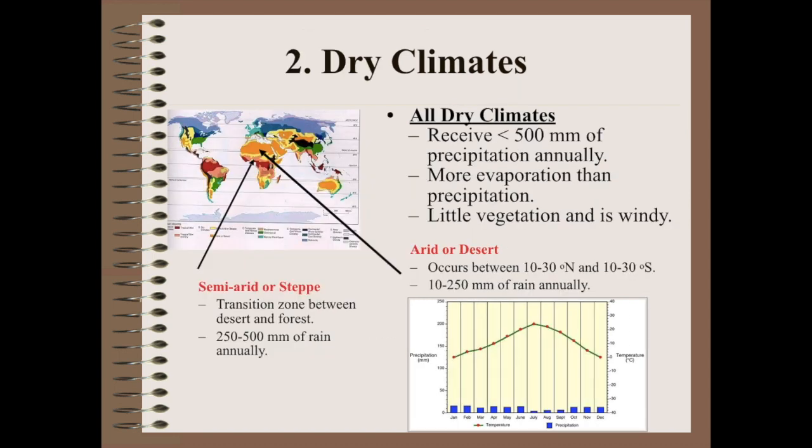Then we have the dry or arid climates. We're going to divide this into two parts or two subclimates: the basic desert or arid environment, as well as the semi-arid or steppe. You can see here in the climograph high temperature, low precipitation.